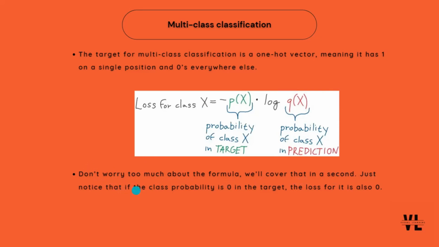Just notice that if the class probability is zero in the target, then the loss for it is also zero. So if the target is zero, then this will be zero, and the loss will also be 0. But if it is 1, then it's going to be the negative of the log of the probability for the prediction of class X.